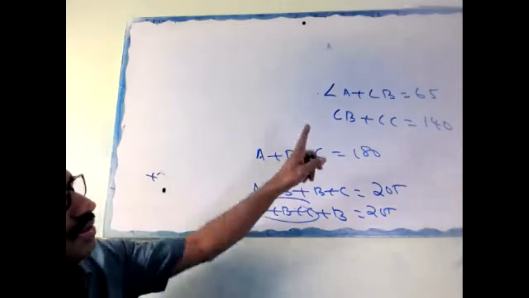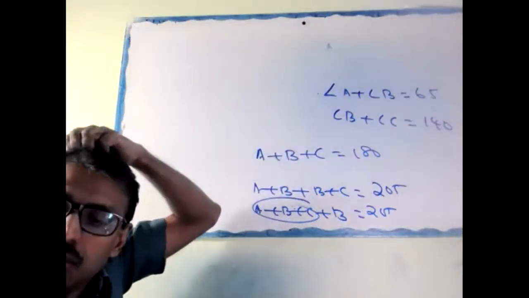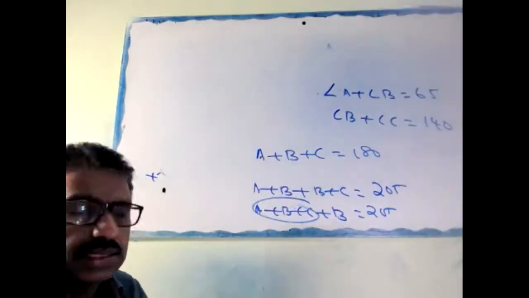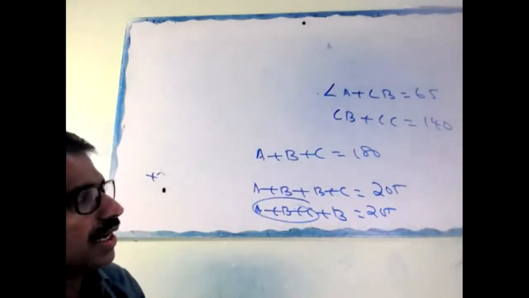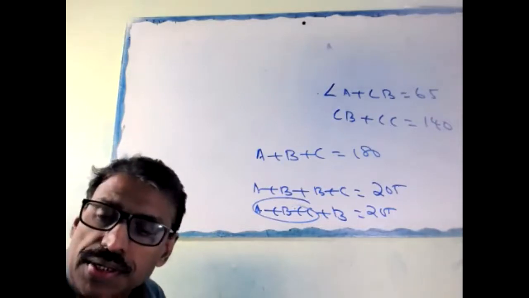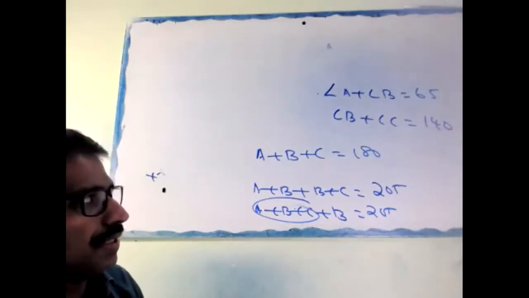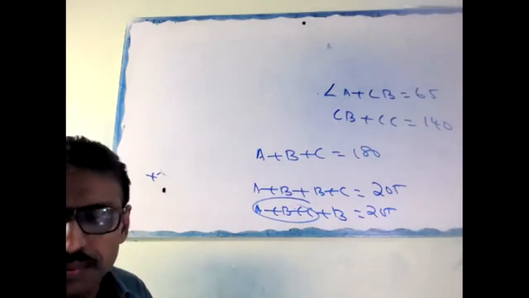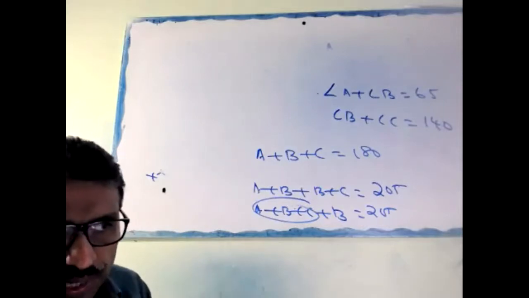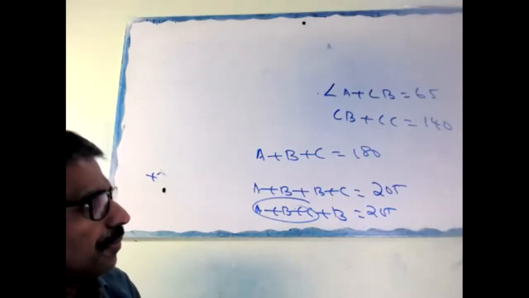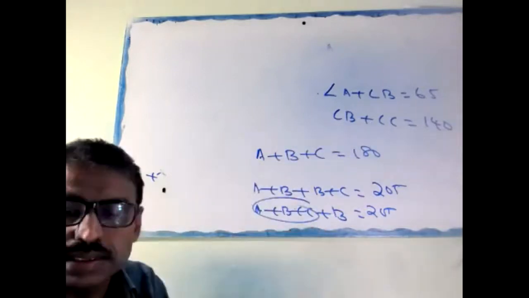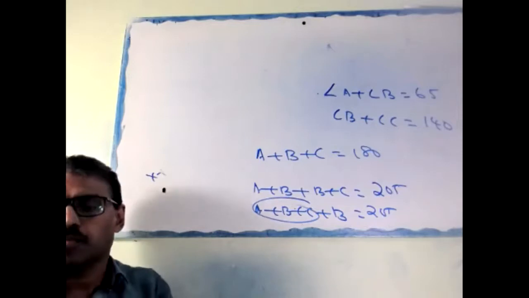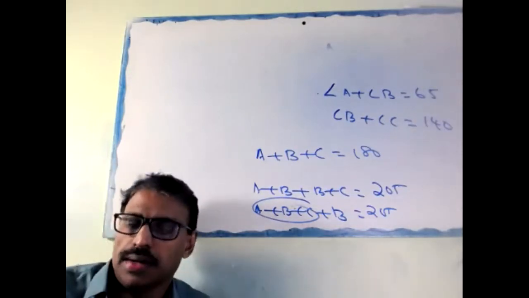Srikumaran, understood? You add this. Hello? Add both. Angle A plus angle B, 65. Angle B plus angle C, 140. Add both. What will you get? A plus B plus C plus B equal to 205. But A plus B plus C, 180. So B, you got it. That B, give to here, you'll get C. Clear or not? Adil, you understood or not? Srikumaran, clear or not?